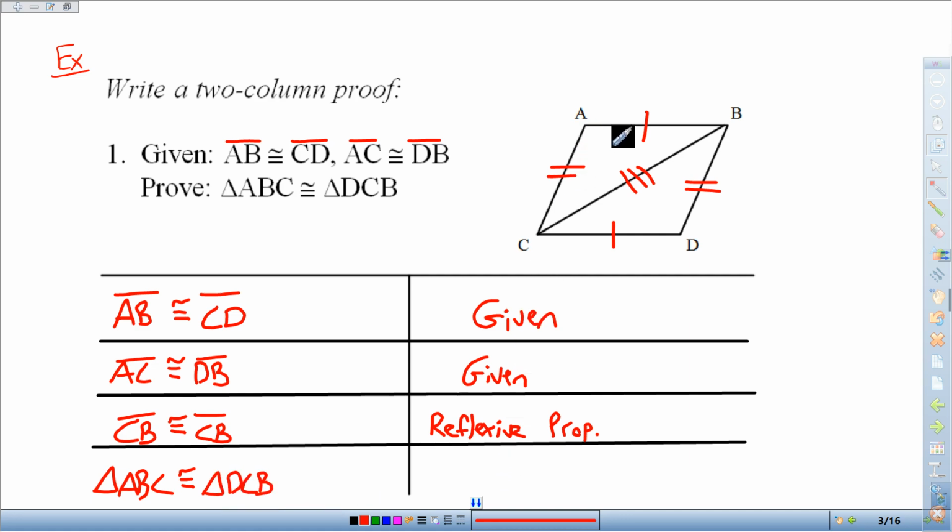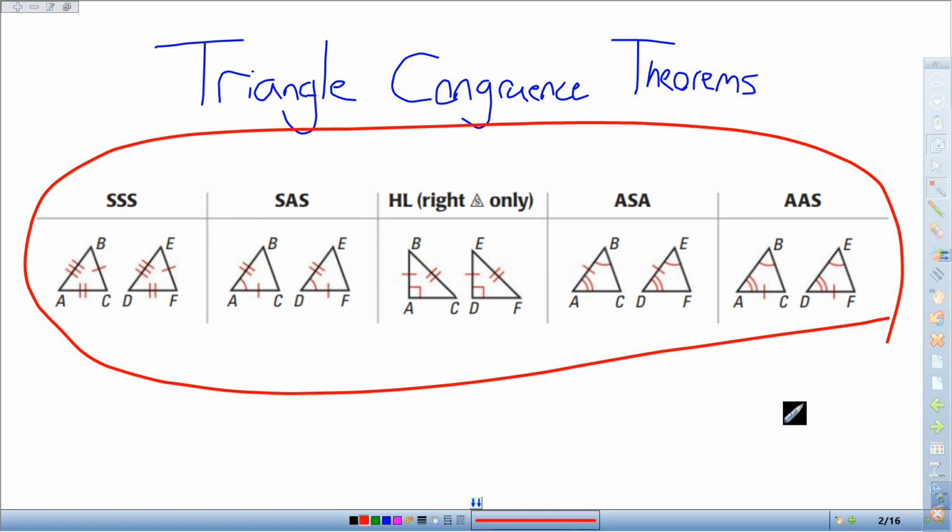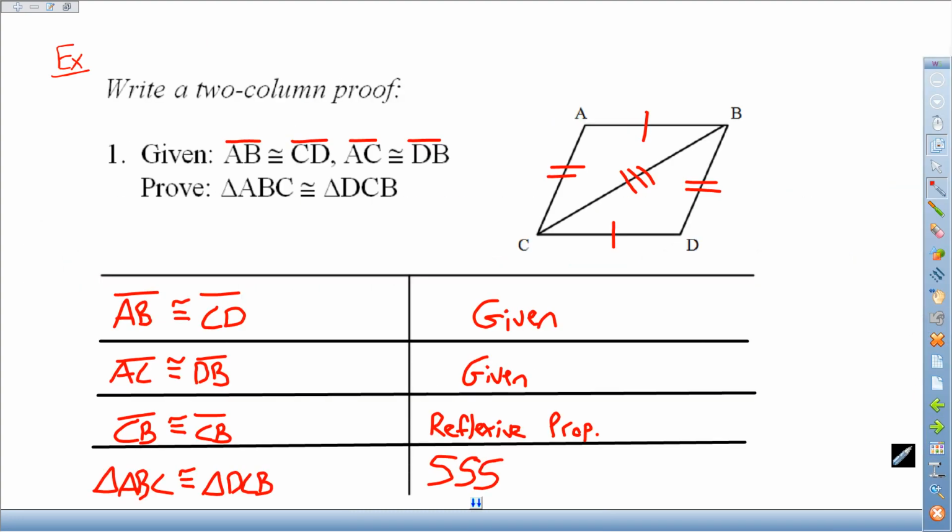Why do we know that? Well, looking at this information, we have three congruent sides on both. That is side, side, side. You guys know this, but it's worth pointing out that very last reason is always going to be one of our triangle congruence theorems. So another piece of notes you might want to have in front of you if you haven't memorized these yet. Okay, so that's the process. We're going to try out a few more.